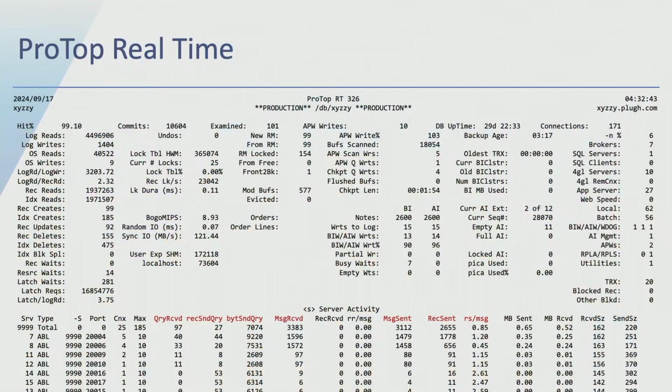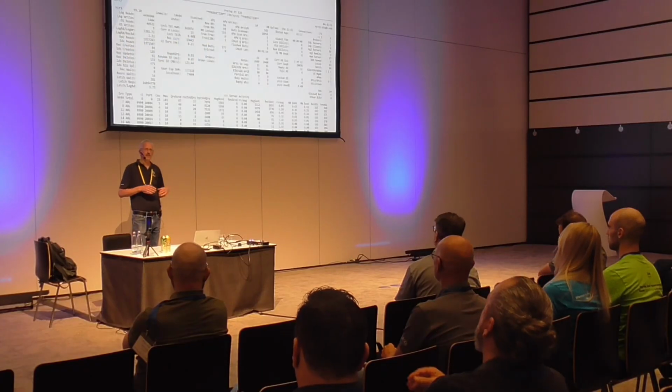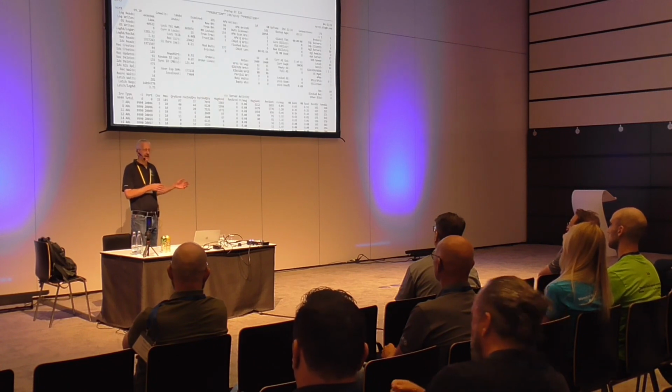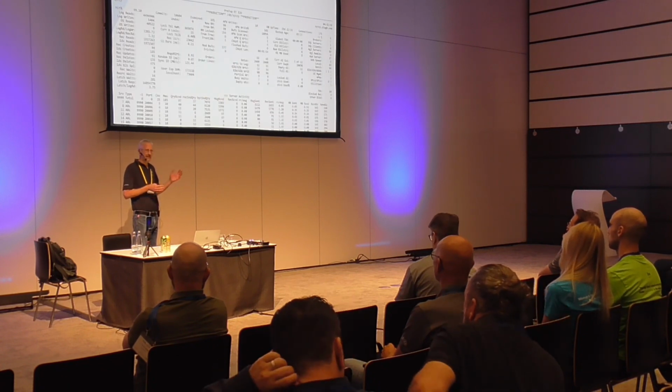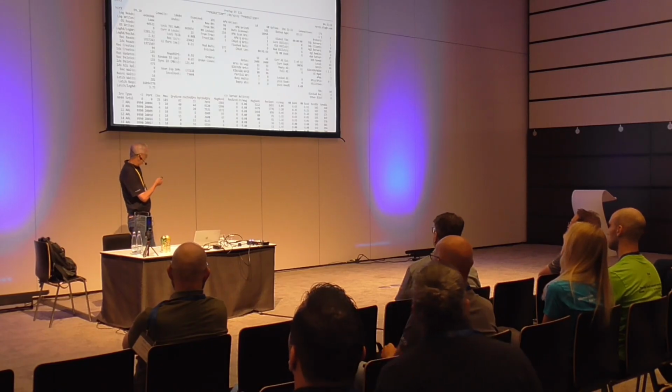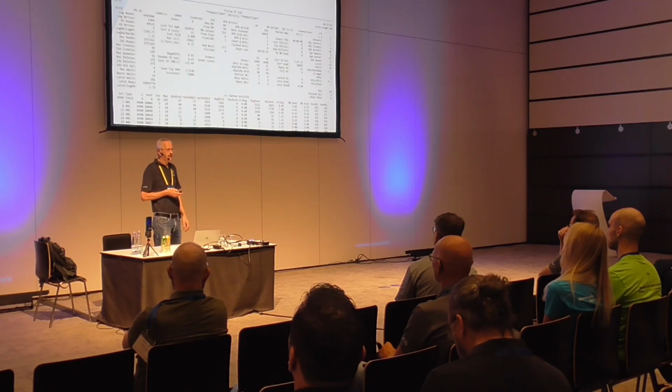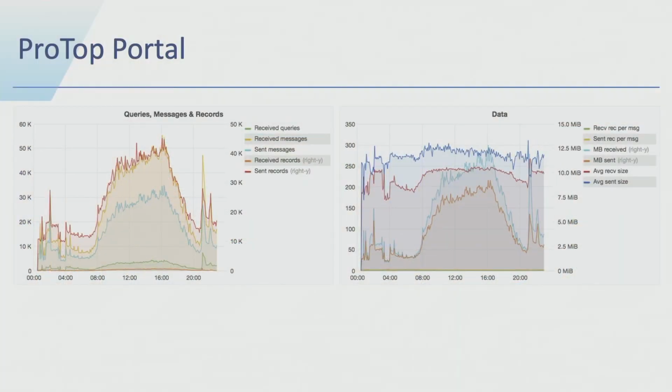And in ProTop Real-Time, that shows up here in our server activity panel. The fields that you're mostly interested in are these red ones: the number of queries received, the records sent per query, the number of bytes, the messages received as opposed to queries. Queries, from the VST perspective, are the for each no lock statements. Queries are a subset of messages, so you have them double counted there. And then the messages sent and the records sent per message over there. And that stuff is also charted, so you can see what the trends are.